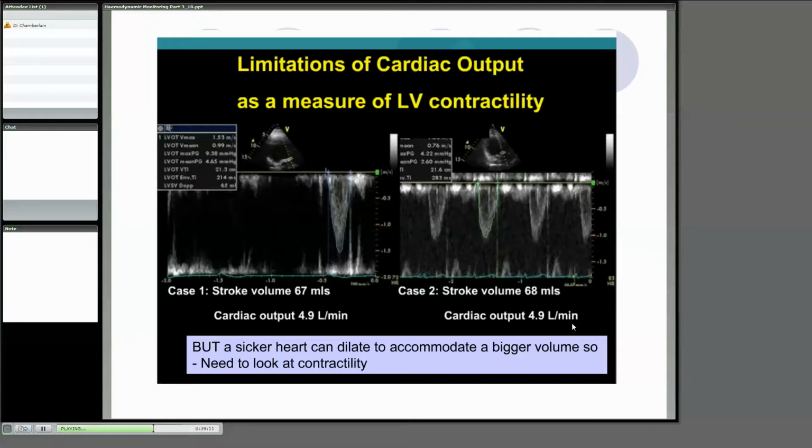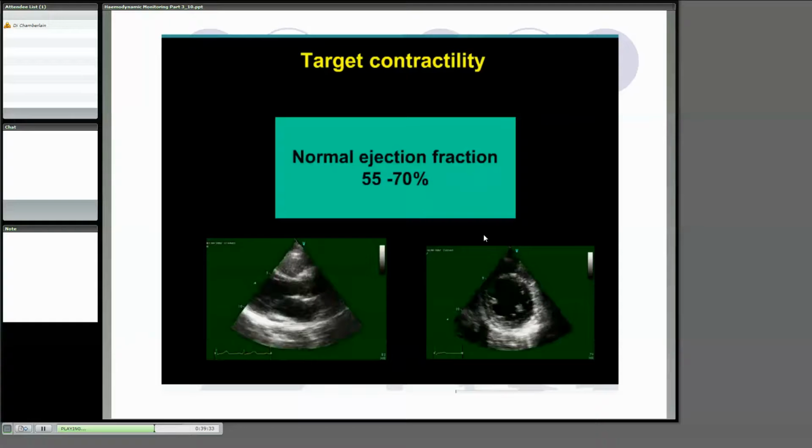4.9 litres per minute. But what that doesn't show is that the sicker heart can dilate to accommodate a bigger volume. You can see that it accommodates that, which then reflects in your ejection fraction, which is your contractility. The normal ejection fraction is 55 to 70%. We often have patients that are perhaps a bit lower than that and they still do okay. But we need to target contractility, and we can do that with different types of inotropes, like dobutamine or, depending, perhaps some electrolytes.